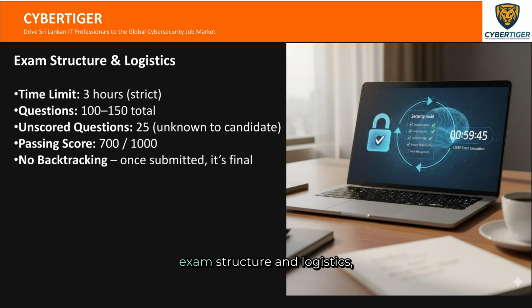Let's talk about the exam structure and logistics, because this directly affects how you manage time and stress in the CISSP CAT exam. You have a strict 3-hour time limit. No extensions, no pauses. Within that time, you'll see between 100 and 150 questions. The exam can actually end early if it becomes confident about your ability level. Out of those questions, 25 are unscored. You won't know which ones they are, so treat every question as if it counts.